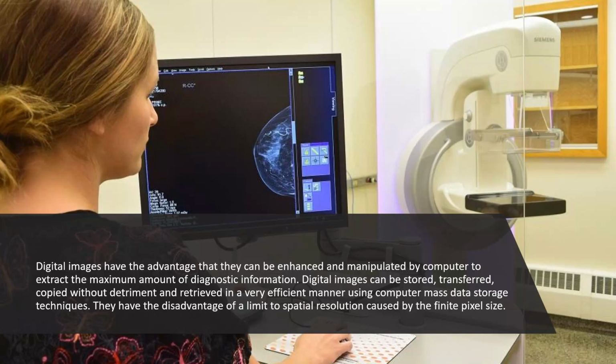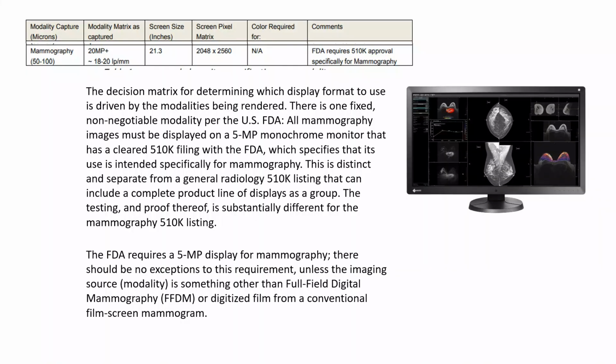They have the disadvantage of a limit to spatial resolution caused by the finite pixel size that creates the image. The term pixel stands for picture element, so it's the small picture element size that creates the spatial resolution. Resolution, contrast, choices of filter and anode combinations, all of these differ between the different manufacturers.